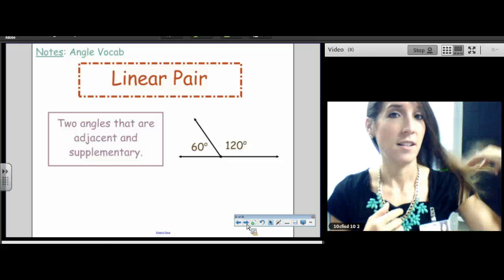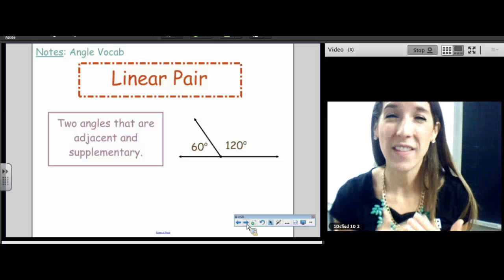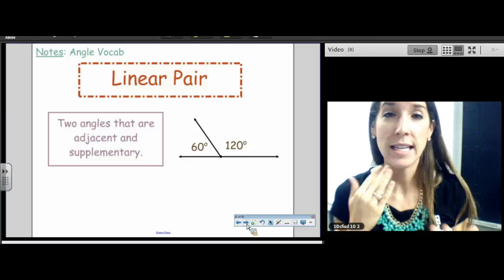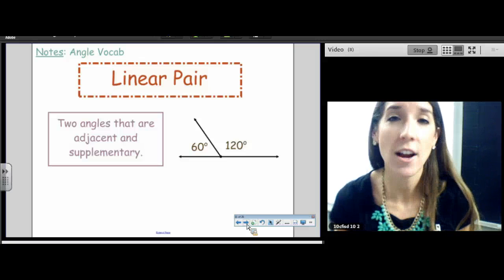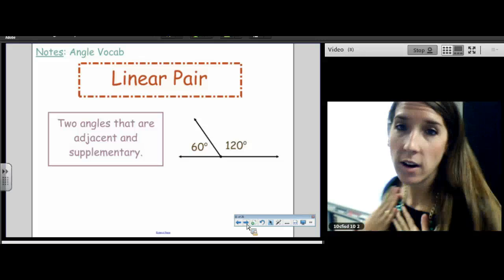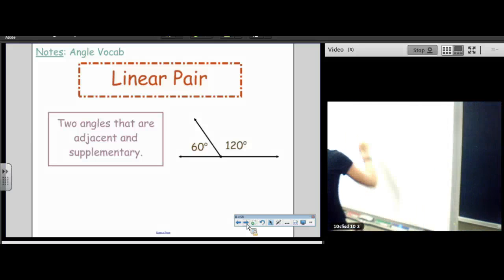And you know what? Out of all these words, linear pair is going to show up more than any of these for the rest of the year. Linear pair. You're going to see them over and over and over, and you're going to be tired of me saying linear pair. So, linear pair is really a loaded word. There's a lot in that definition, in that word.